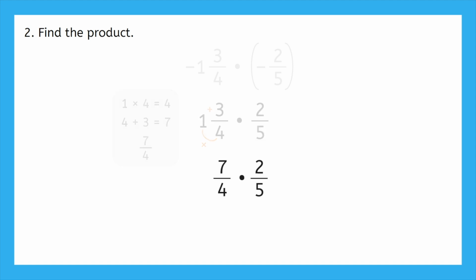Now we're multiplying 7/4 by 2/5. Multiply the numerators to get 14, and then the denominators to get 20. Can we simplify here?